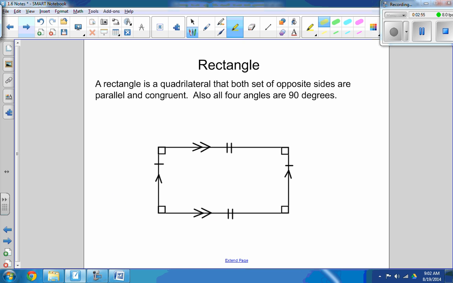A rectangle is a quadrilateral where both sets of opposite sides are parallel and congruent, and all 4 angles are 90 degrees. So it's just like a parallelogram, except we added that extra step. A parallelogram has all these properties: opposite sides are parallel and congruent, but the rectangle added the additional property that all the angles are 90 degrees. So it took it to the next step.